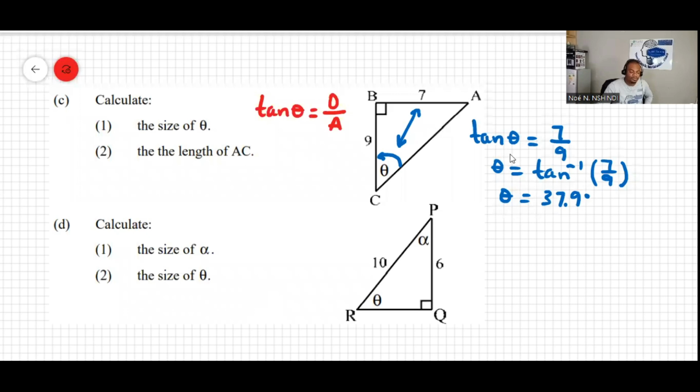That's the angle of theta. And now the question says, question C2, that was C1. Now question C2 says, calculate the length of AC. So this length here, AC. We can calculate this by using the Pythagorean theorem.